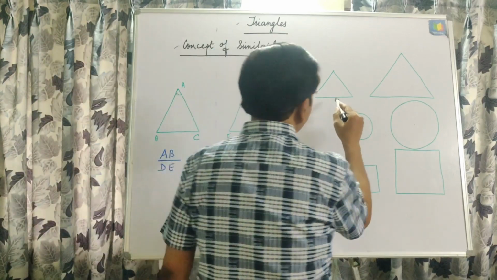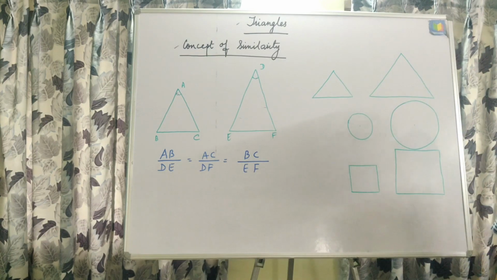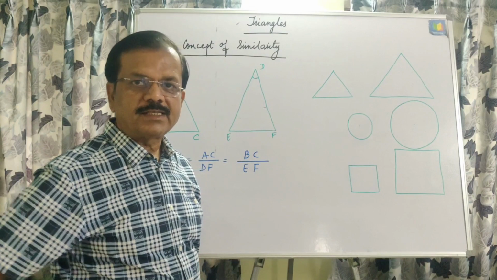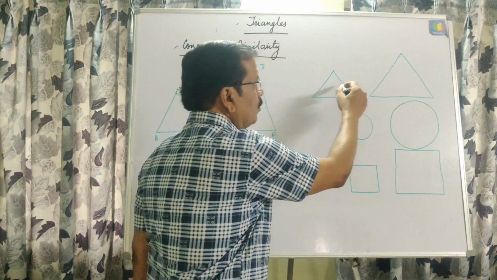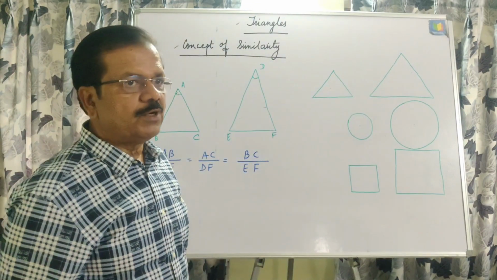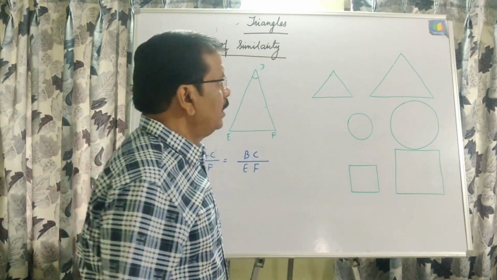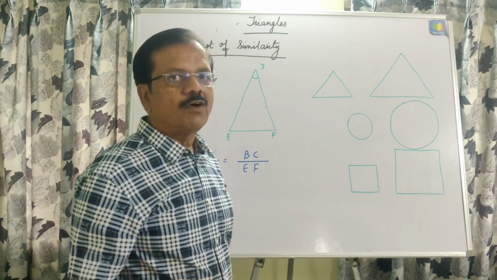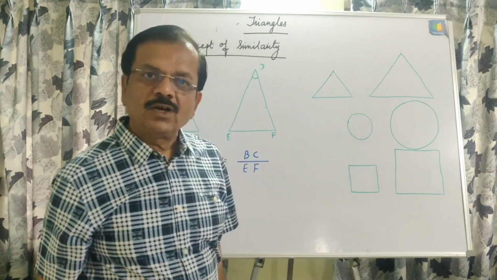Here you can see these two triangles are similar, but these two triangles are not congruent, because in earlier classes we studied how we were proving the congruency of triangles. But the basic difference between congruent and similar triangles is that in congruent triangles, corresponding sides will be equal and corresponding angles will also be equal. But in the case of similar triangles, this is not required, and that is why all congruent triangles are similar, but all similar triangles are not congruent.